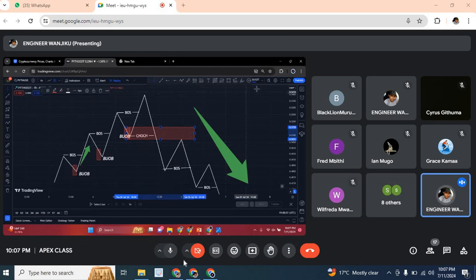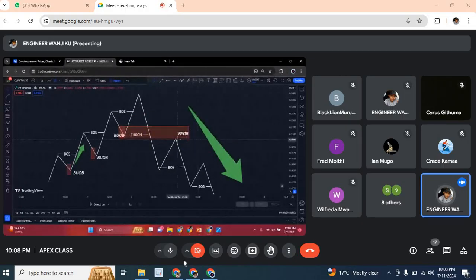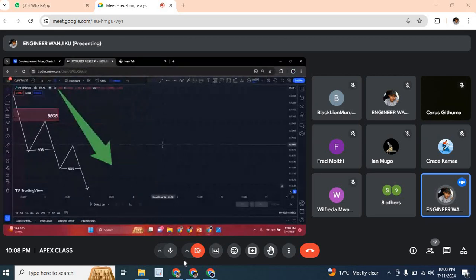So let me just name it now. The bullish order block, after it has been disrespected, ceases to be a bullish order block and now becomes a bearish order block. Now, if you can see from this zone, the market actually respected the bearish order block and now sold like that. So that is how a bearish order block is formed. A bearish order block is a bullish order block that has been disrespected. And the inverse is the same for a bullish order block.